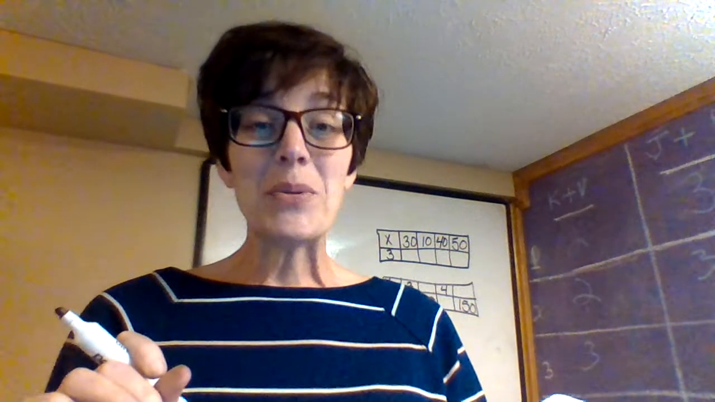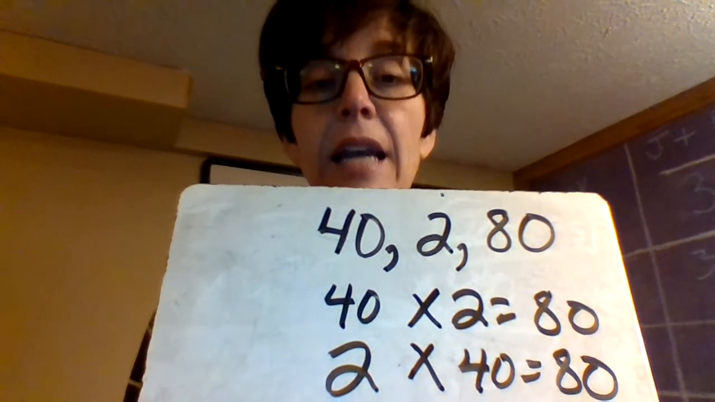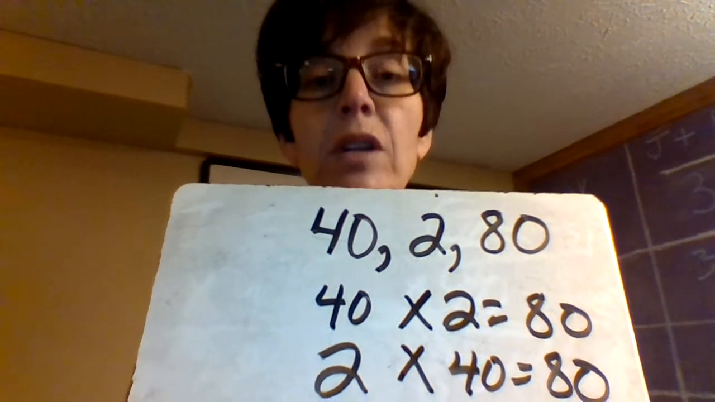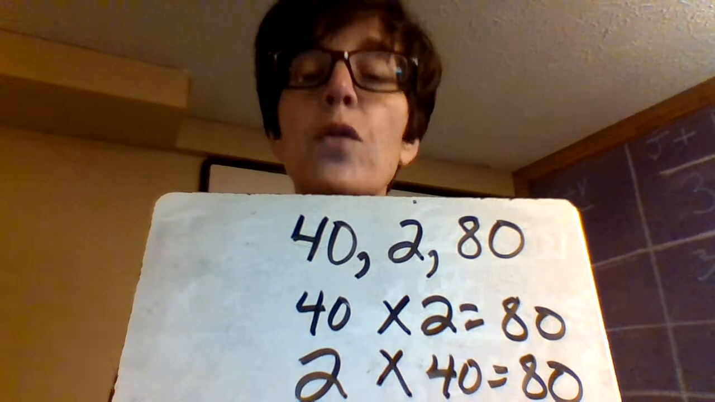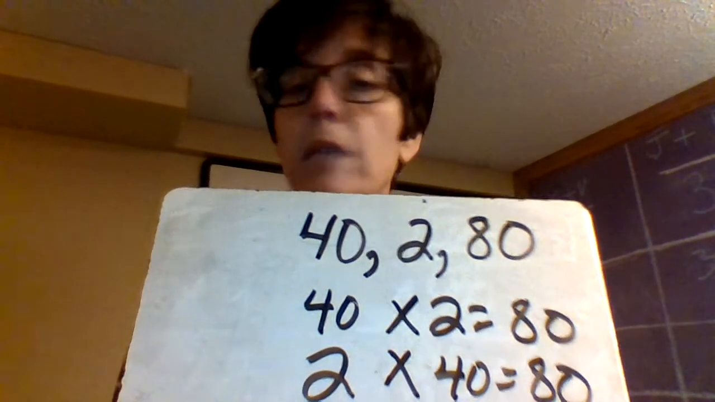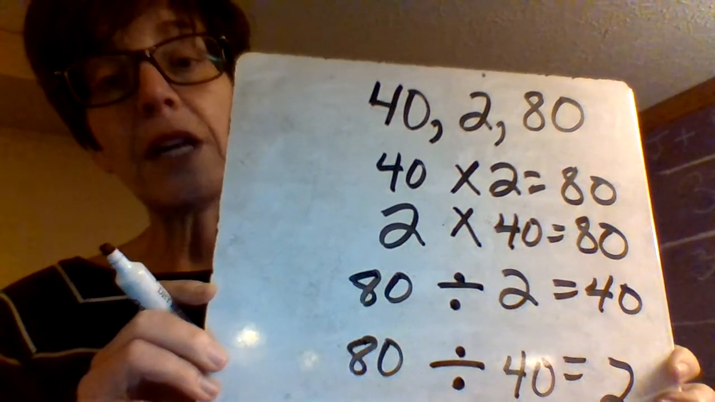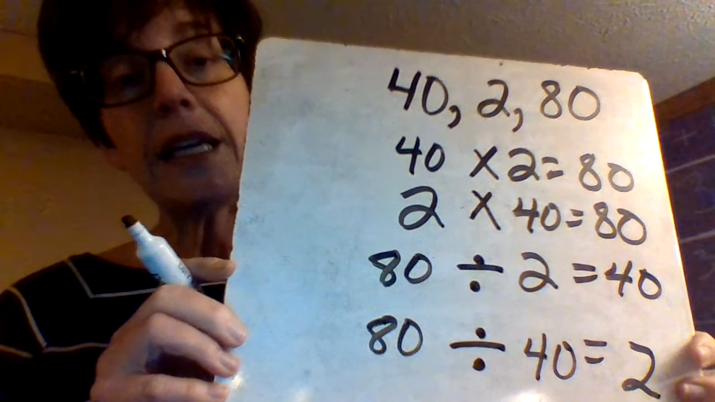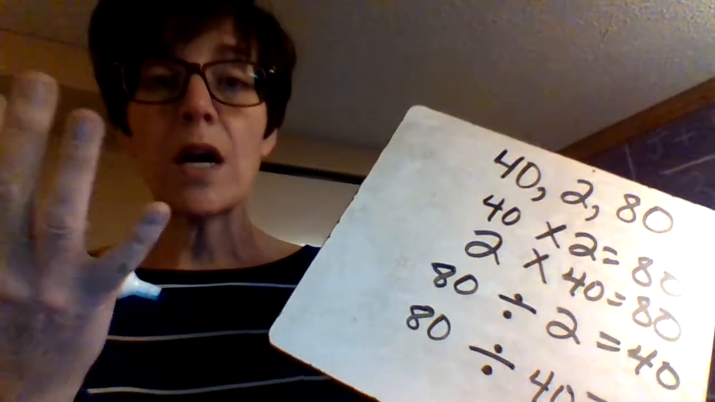All right, you ready to check yours with mine? Remember, it doesn't matter if you didn't put your problems in the same order as mine, as long as you have the same problems that I do. All right, so I have 40 times 2 is 80, and 2 times 40 is 80. That commutative property, I'm able to move those numbers around and come up with the same result. So again, if you have 40 times 2 first and then 2 times 40 second, that's fine. All right, division. 80 divided by 2 equals 40. 80 divided by 40 equals 2. Using just those same three numbers, I can make 4 equations.